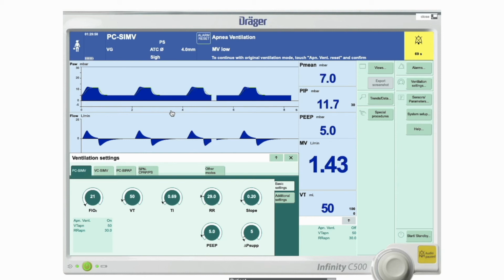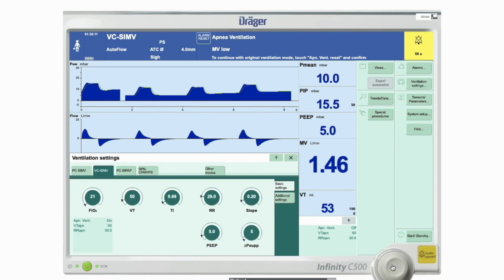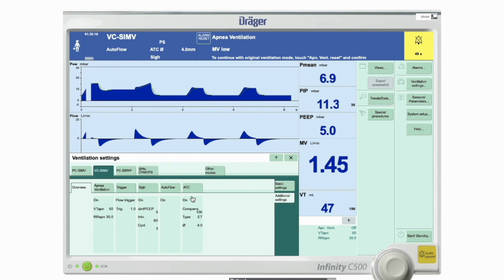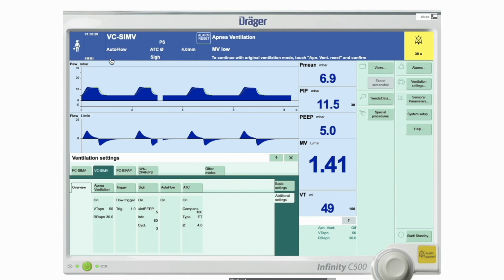So there's a couple of other additional settings, but you won't find them in pressure control SIMV. For the first one, we have to go to volume control SIMV, or any volume control mode, to find it. And here you'll find what we call AutoFlow. I'd already switched it on previously, and therefore you can see that it's switched on here. So this is volume control SIMV with AutoFlow.